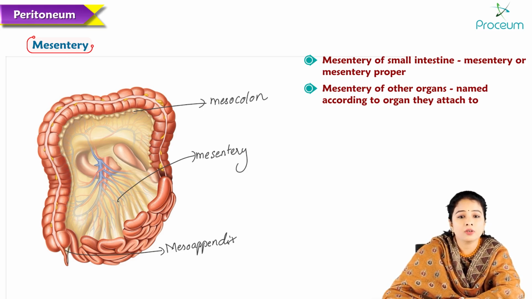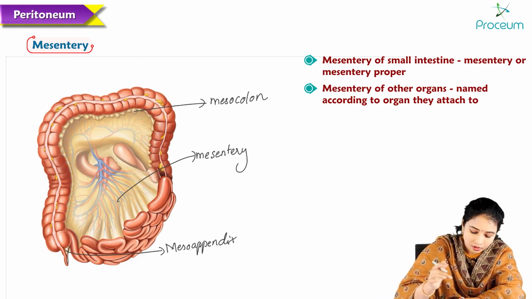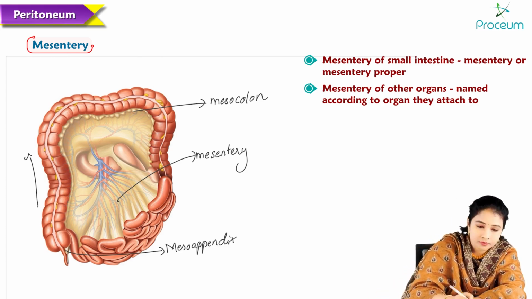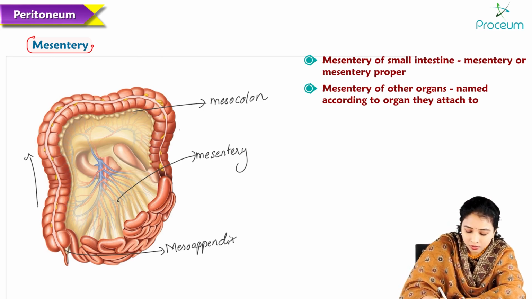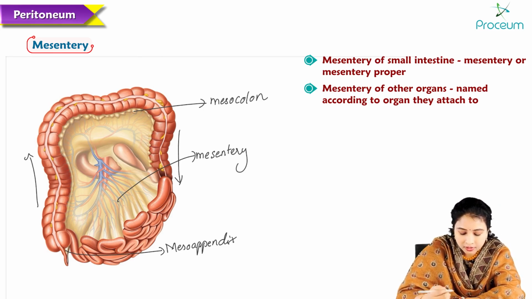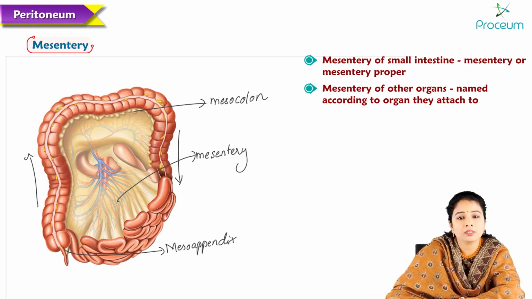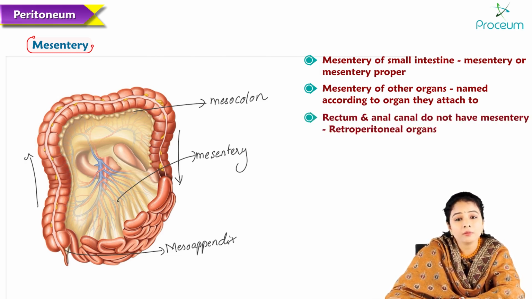Ascending, descending colon, rectum and the anal canal do not have mesentery as they are retroperitoneal. So ascending colon, then the descending colon, and descending colon continues as sigmoid colon, but sigmoid colon is peritoneal organ, but rectum and the anal canal do not have mesentery as they are retroperitoneal organs.